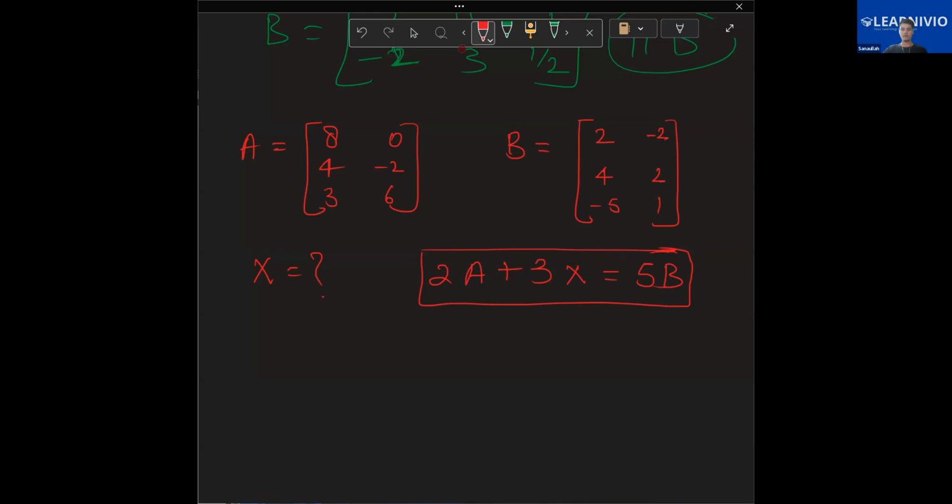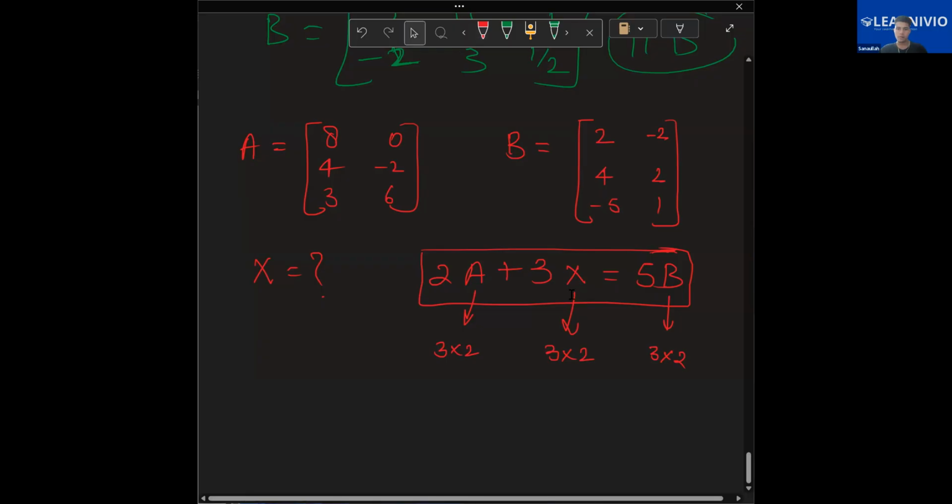One thing is clear to you that if it is a 3 cross 2 matrix, this is also a 3 cross 2 matrix, because in addition we can only add the matrices when the order of the matrices is the same. Then only we can add. If we have the same number of rows in one matrix and the second matrix, then only we can add. Same for the columns.